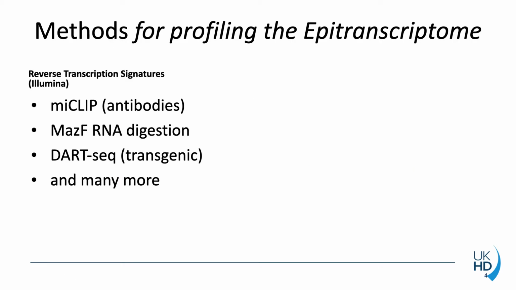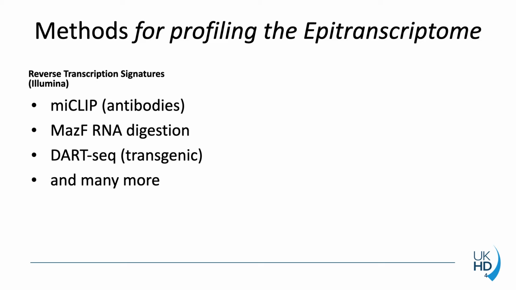So of course there have been several methods proposed for profiling the epitranscriptome, and a whole series of methods is based on Illumina sequencing where so-called reverse transcription signatures are interrogated. That could either be in an antibody-dependent way, as for example with the miCLIP approach, when an antibody recognizing m6A is used and cDNA truncations are monitored as an indicative signature, or you have a differential digestion assay where an enzyme called MazF recognizes methylated versus unmethylated RNA and differentially cleaves this RNA.